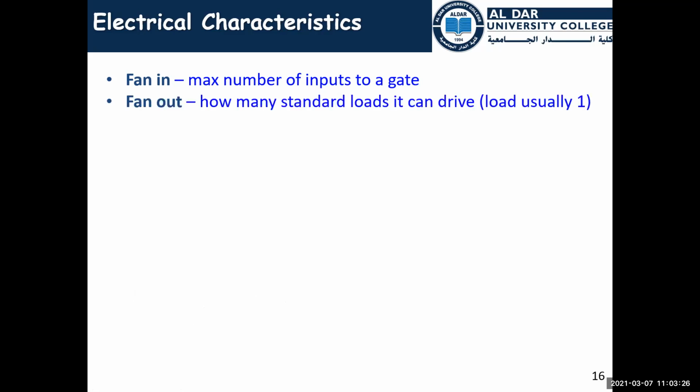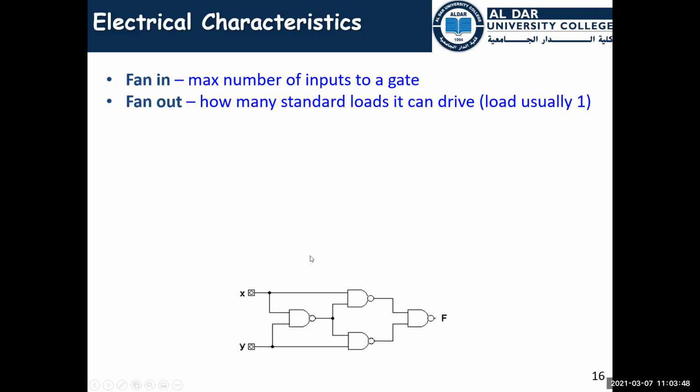What about the fan-out? Fan-in is the input, fan-out is the output. It's how many standard loads it can drive, how many gates it can drive. This should be one. So fan-out is usually one gate. So we have fan-in here is two, fan-out is one, fan-in is two, fan-out is one, and so on.